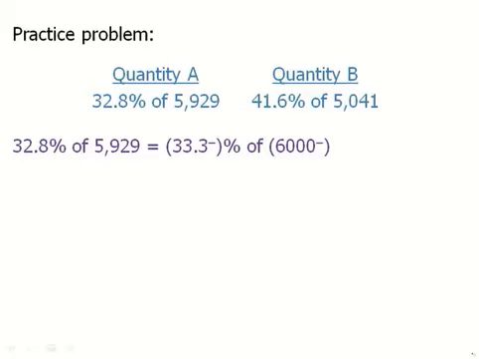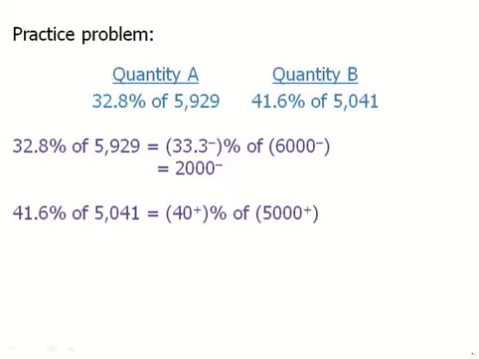And 33 1/3% is just a third. So a third of 6,000 would be 2,000. So it means that overall, whatever this answer is going to be, it's going to be something slightly less than 2,000. Now look at the other one. 41.6% of something a little over 5,000. So I'm going to write this again as something a little over 40% of something a little over 5,000. Well, 40% of 5,000 would be 2,000. And this answer would equal something slightly larger than 2,000.